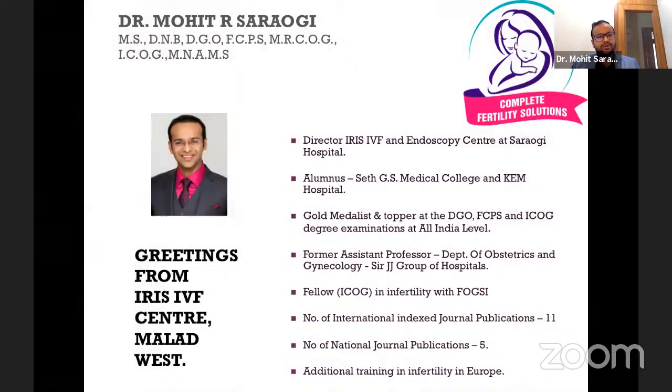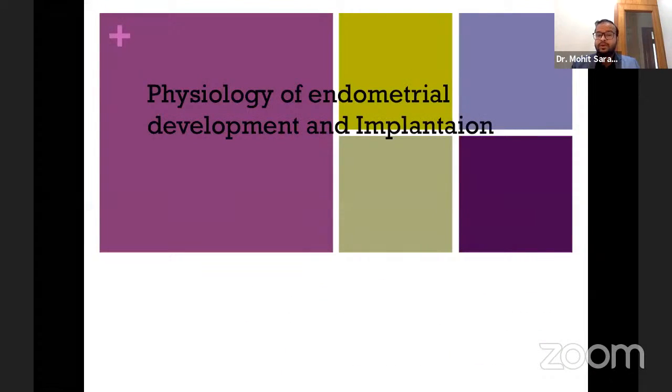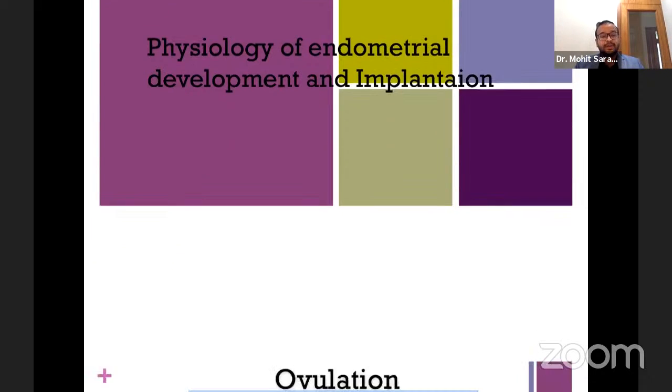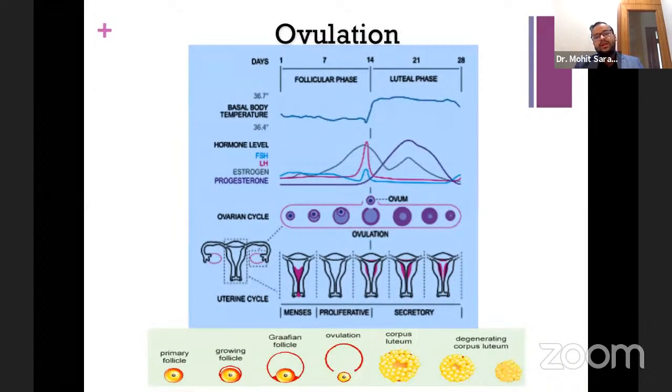My talk is going to be on the physiology of endometrial development and implantation, which is going back to the basics. In a regular 28-day ovulatory cycle, a number of changes are seen at the level of the ovary, in the uterus, and in the body hormones. What starts from the primordial follicles moves on to the preantral, the antral, and the secondary follicles. Once ovulation occurs, it forms a corpus luteum, and then the corpus albicans.